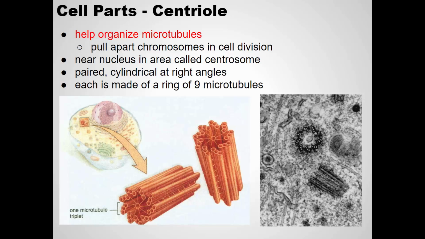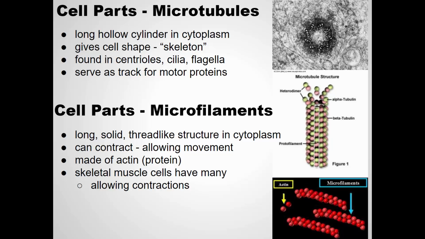And they're at right angles to each other, and they're each made of nine microtubules. Microtubule is sort of what the name says. It's a tube. Yeah, that's what the motor protein was walking on, a microtubule. It's a thin tube that is hollow, and it's part of the cell's cytoskeleton. It also makes up cilia and flagella, and it serves as a track for those motor proteins.